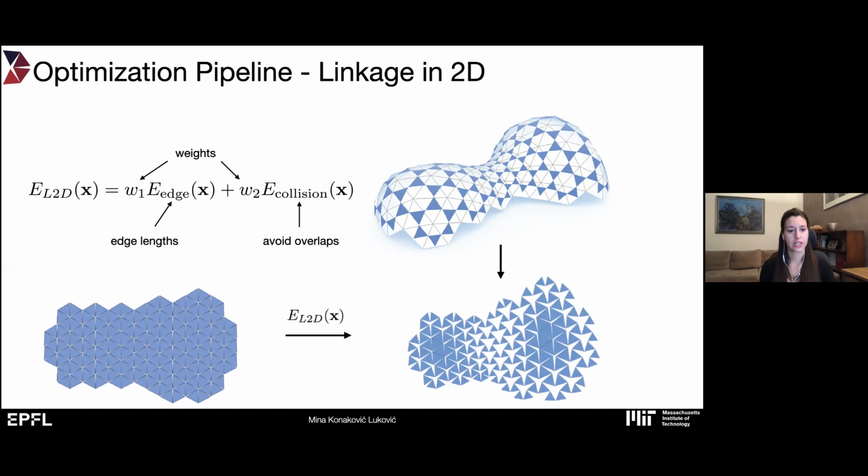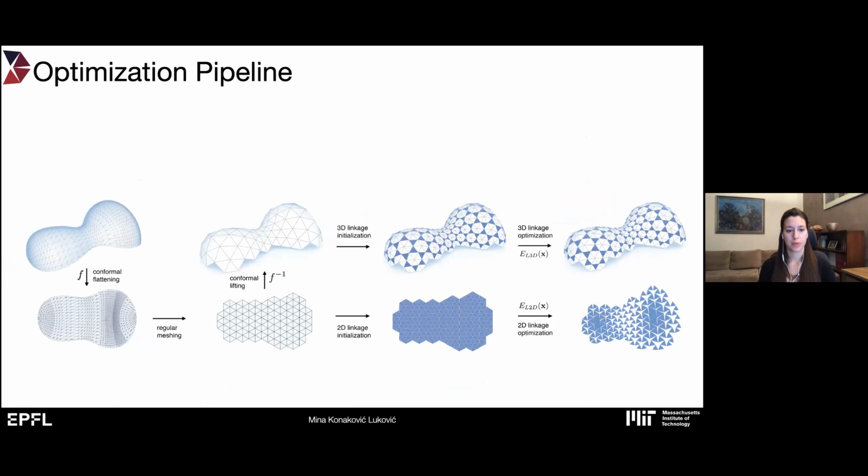And this is the final result that we get after optimizing 3D and 2D version of the linkage for our input shape. So this is the overview of the pipeline.